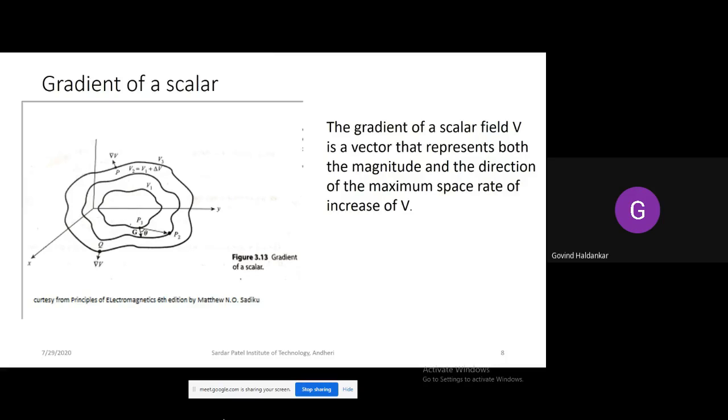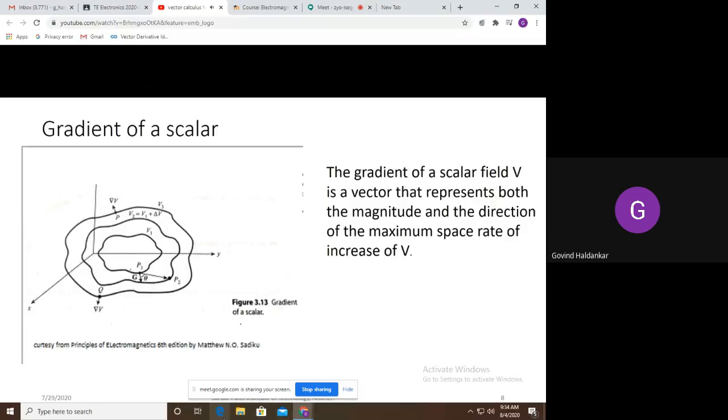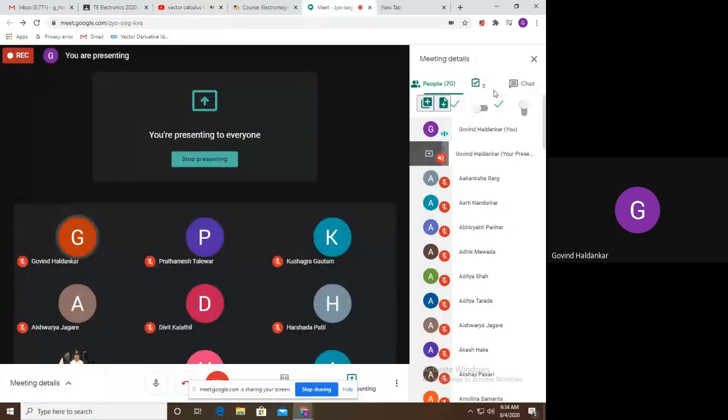So hope you understood that at point P1 the gradient of V is plotted. Since it is a gradient of V, it is always normal at the point P1. Second thing, when you calculate the gradient of V, you will get the magnitude as well as the direction, and the direction is the one in which the maximum space rate of change in potential V occurs. You will get that vector, and you will be able to calculate the magnitude per unit distance.